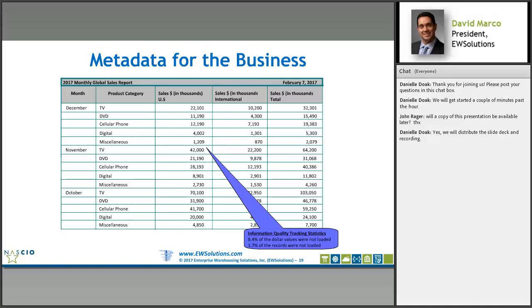But this type of information impacts the decisions that we make, because if I'm a decision maker for our organization, do I want to know the numbers I'm looking at are skewed by as much as 8.4%? No? I hope your answer is yes, because that could change the decision that you might make.